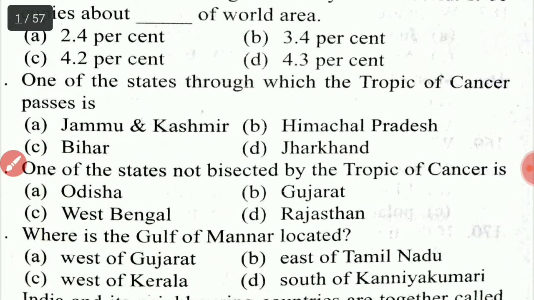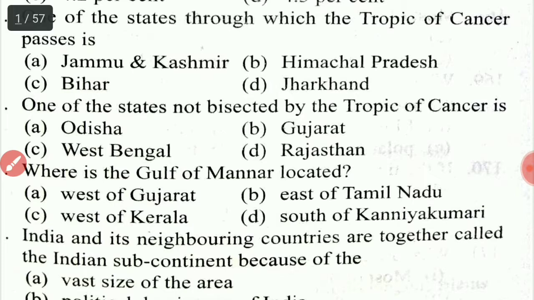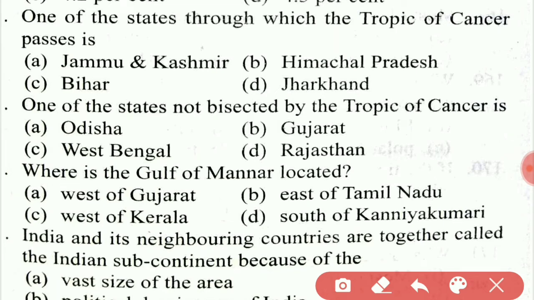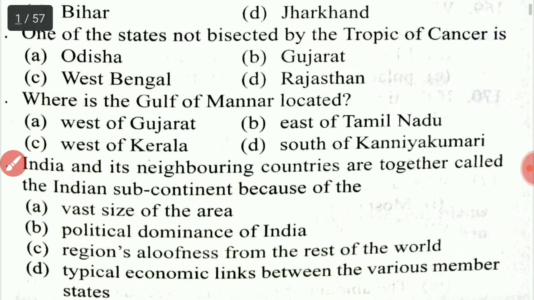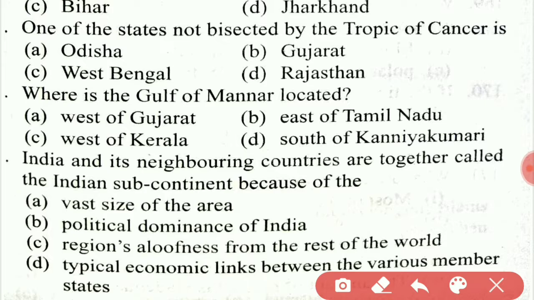One of the states through which the Tropic of Cancer passes is Jharkhand. One of the states not bisected by the Tropic of Cancer is Odisha. Where is the Gulf of Mannar located? East of Tamil Nadu.